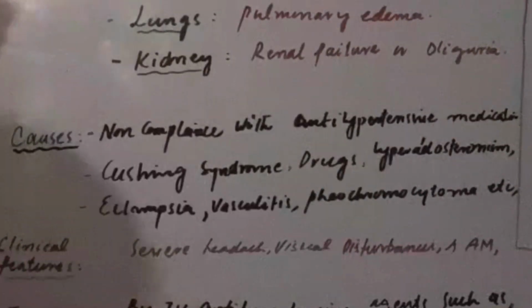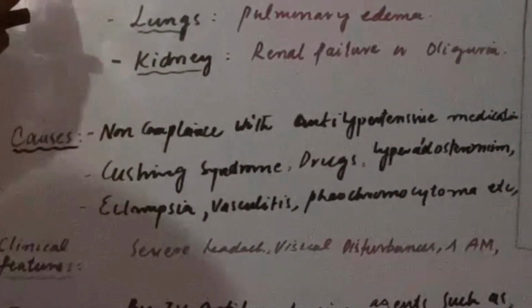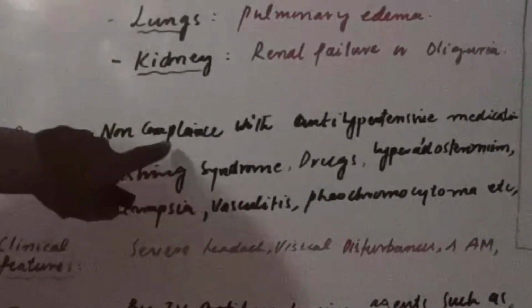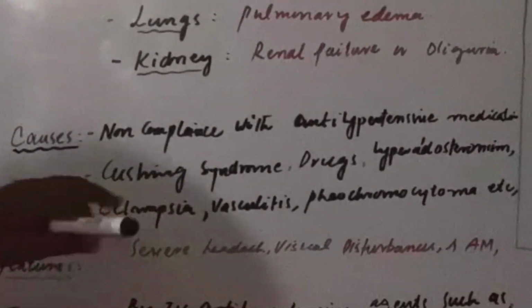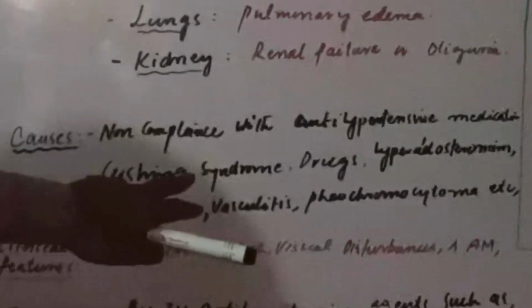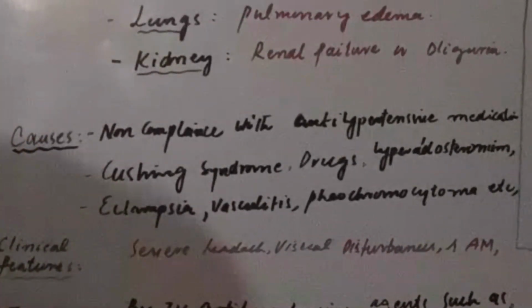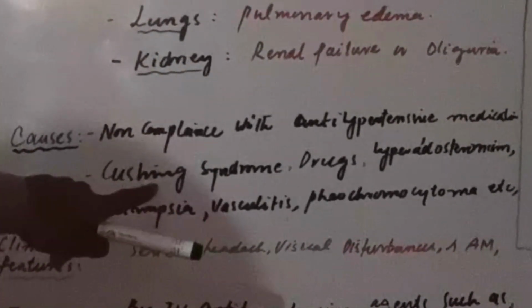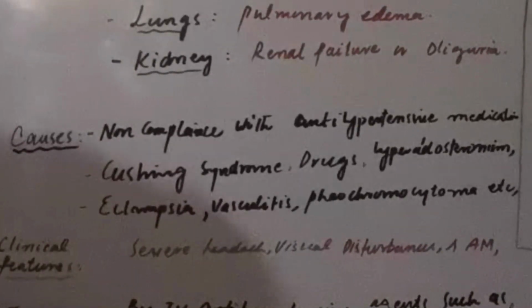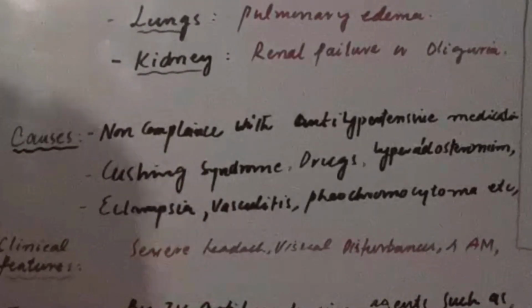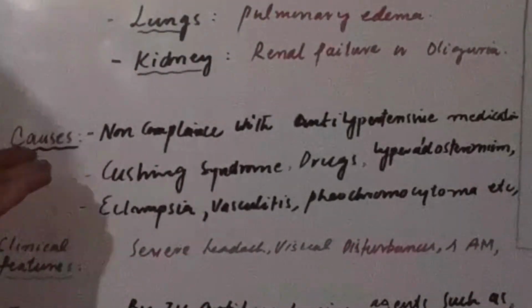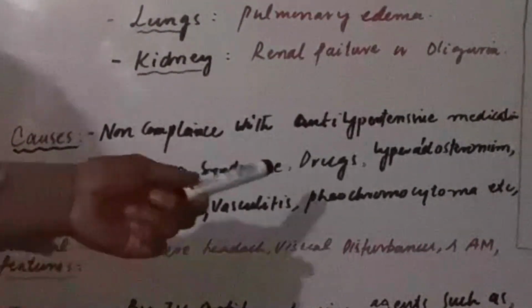Now what are the causes of the hypertensive emergency and hypertensive urgency? The causes are non-compliance with antihypertensive medication. The patient is not using the antihypertensive medication properly. So this is one cause. The other is Cushing syndrome. In Cushing syndrome, the cortisol level is elevated and there is a minor activity of the cortisol just like the mineralocorticoid. So it absorbs the sodium and absorbs the water into the vessel, so it can increase the blood pressure. The other are drugs.